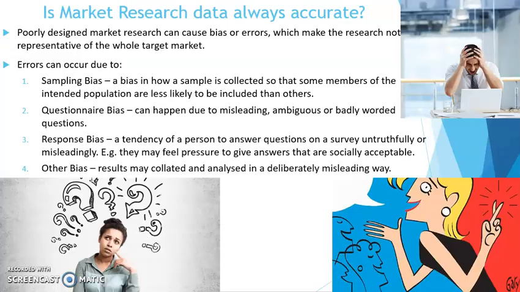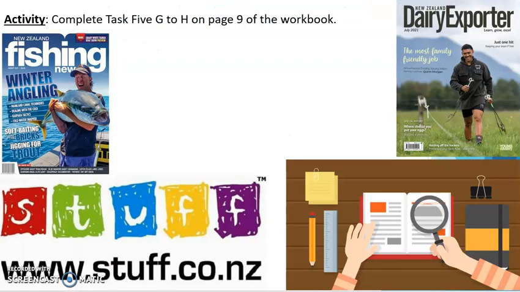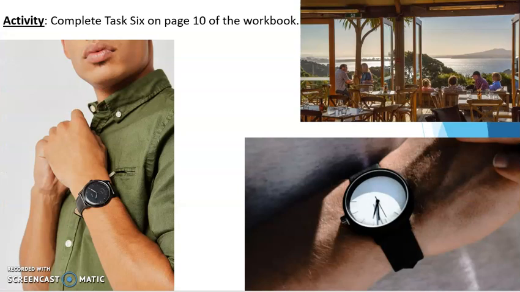So today's activities, guys. So got a couple of slides here to show what our activities are. First one is to complete task 5, G to H on page 9. This should just take you a couple of minutes, guys. It's on our secondary research. And then finally, the last component of Unit 7 is to complete task 6 on page 10 of the workbook.